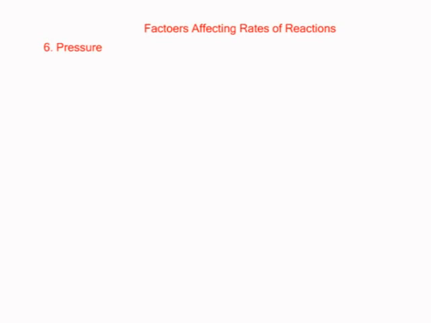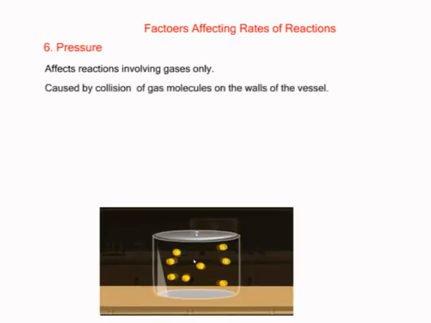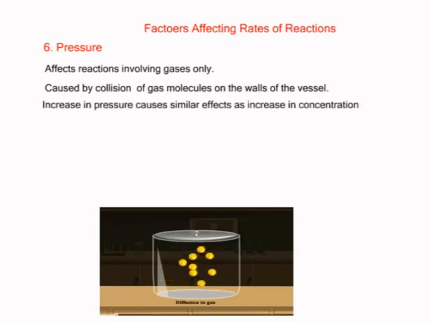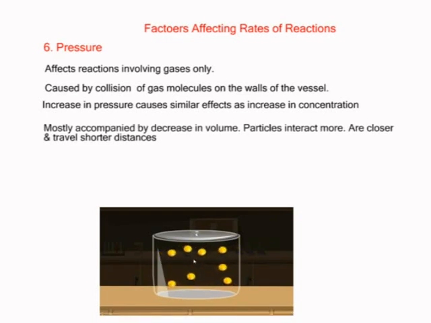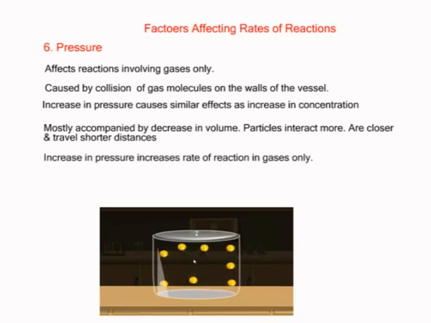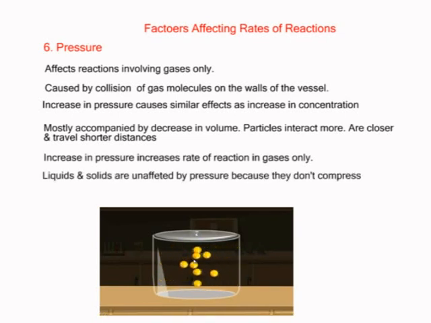Next is pressure. Now, pressure affects reactions involving gases only. Pressure is caused by collision of gas molecules with the walls of the container or vessel in which it is contained. Now, when pressure is increased, it causes similar effects as increased concentration. Mostly increased pressure is accompanied by decreased volume, and thus the molecules interact more and are closer together and also travel shorter distances. Increase in pressure increases the rate of reactions involving gases. Now liquids and solids are not affected by pressure. Why? Because they are not compressed.